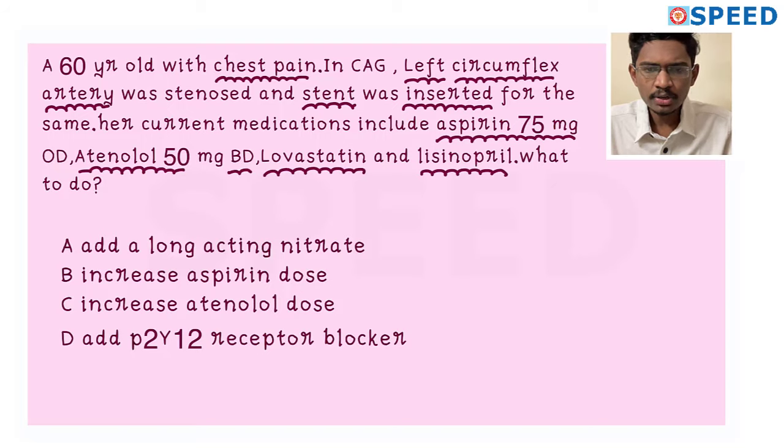A 54-year-old woman with chest pain. In coronary angiography, left circumflex artery was completely stenosed and stenting has been done. She is on medications: aspirin, atenolol, lovastatin, lisinopril. What should be done in this scenario? Add a long-acting nitrate for her, increase the aspirin dose, increase the atenolol dose, or add a P2Y12 receptor blocker. What are you going to do for this patient?